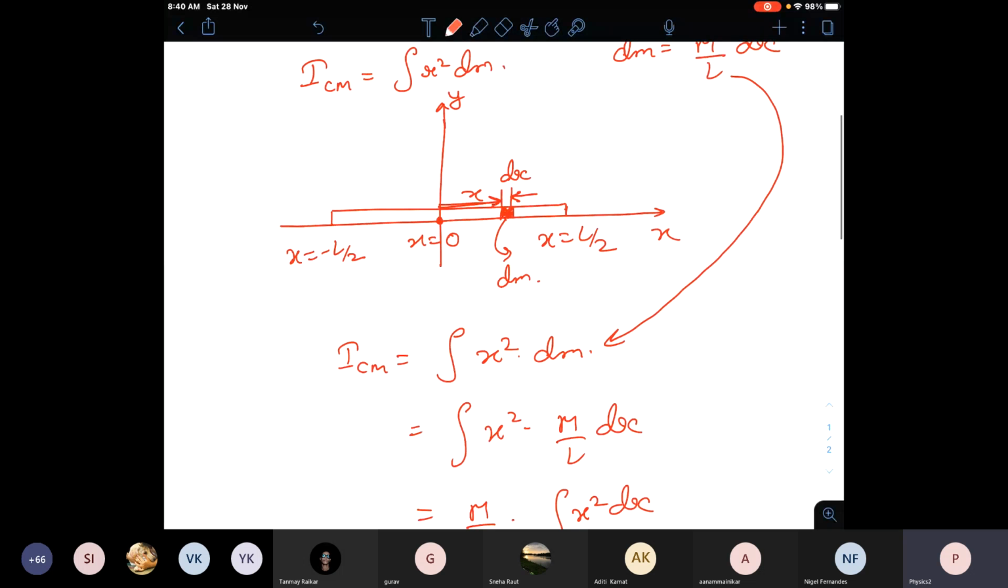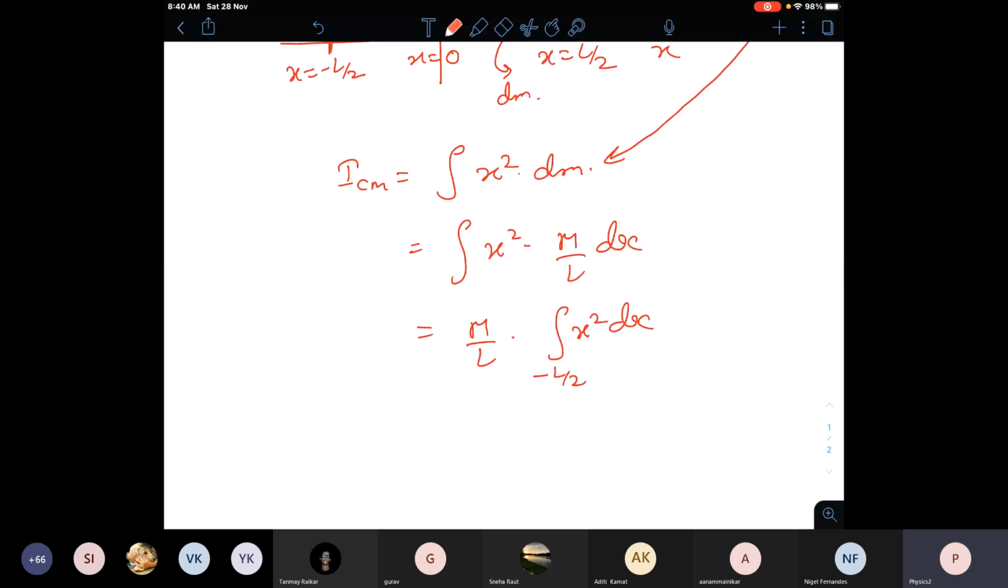Now let's talk about the limits. The only difference created over here is the limits. In the previous calculation we had the same integration, but the limits were from 0 to l. Now your x is starting from minus l by 2 and ending at plus l by 2. So the limits will now become minus l by 2 to plus l by 2. This is the integration that we need.